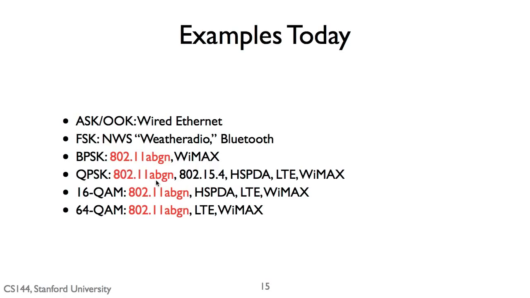Quadrature phase shift keying is used in Wi-Fi. There's low power wireless like Zigbee called 802.15.4. 3G, LTE, WiMAX. 16 QAM is used in Wi-Fi, as well as these data standards for cellular phones, mobile telephony. 64 QAM is used in Wi-Fi as well as LTE and WiMAX. And so you can see that the more modern standards are the ones that are using the denser constellations. People have made things go faster and faster.